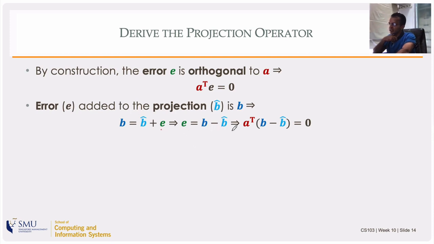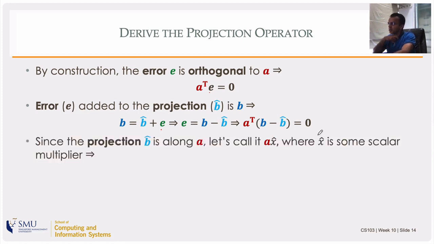So E is B minus B hat. That means A transpose times B minus B hat, that is the error, is equal to 0. Since the projection B hat is along the direction of A, we call it A times X hat, X hat being the right scaling factor, so that I get B hat.